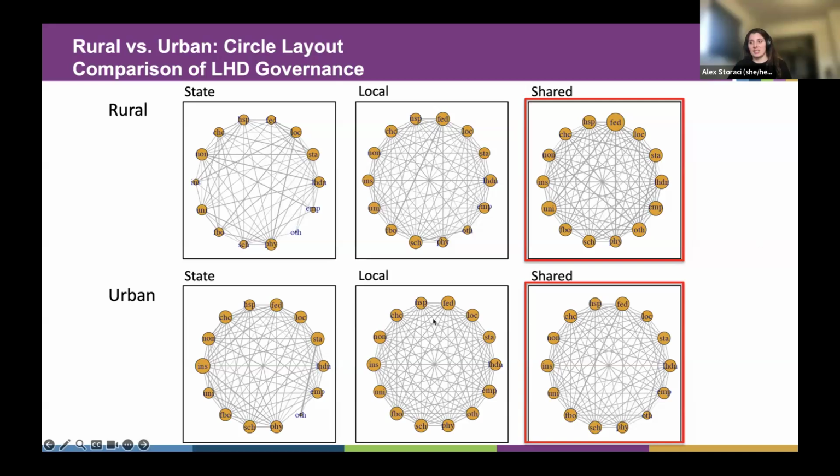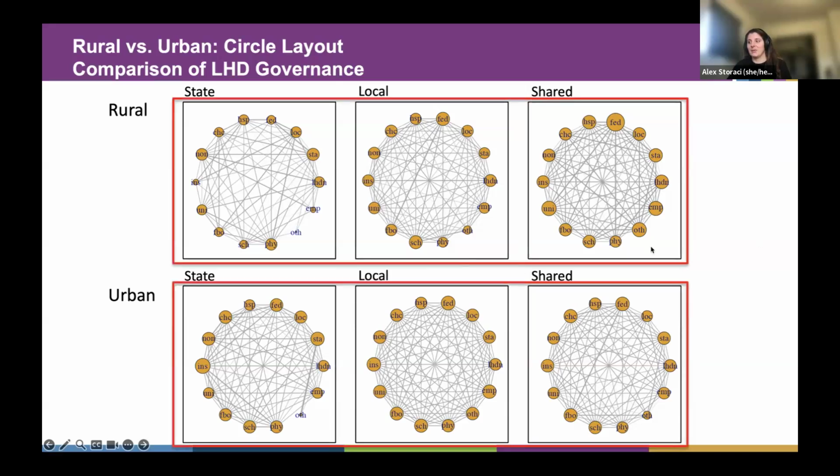And to me, this suggests that maybe we shouldn't just care about simple rural versus urban comparisons, because not all rural networks in particular are the same. Cross-sector collaboration depends quite a bit on local health department governance. And so this is just one way that you could use this to better understand the differences that exist between different types of networks.